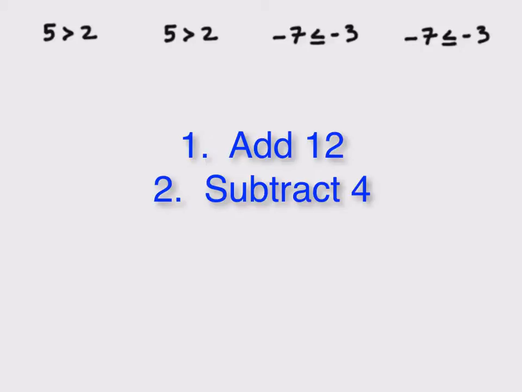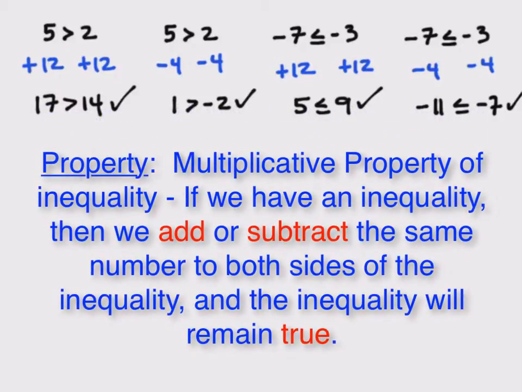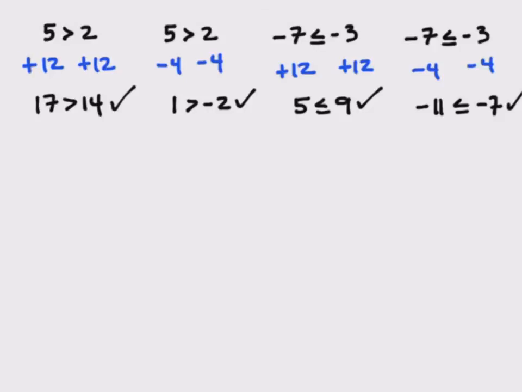So let's try adding 12 to both sides of each of these inequalities and subtracting 4 from both sides of these inequalities and see what happens. In all four cases, it appears that adding or subtracting a number gave us an inequality that still remained true. And this leads us to our first property of inequalities, that if we have an inequality where one quantity is bigger than another, or one quantity is smaller than another, we may add or subtract any number we like to both sides of the inequality, and that inequality will still be true. And if you look at the ones right in front of us, you could add or subtract any number you want to any of those inequalities, and they will still remain true, and I urge you to try that.